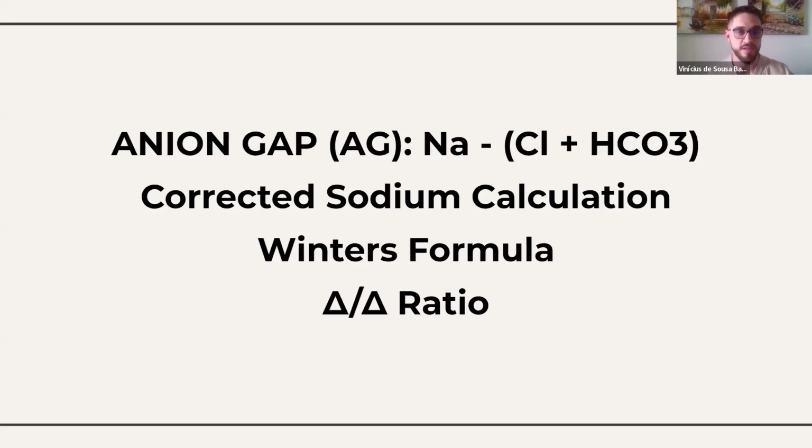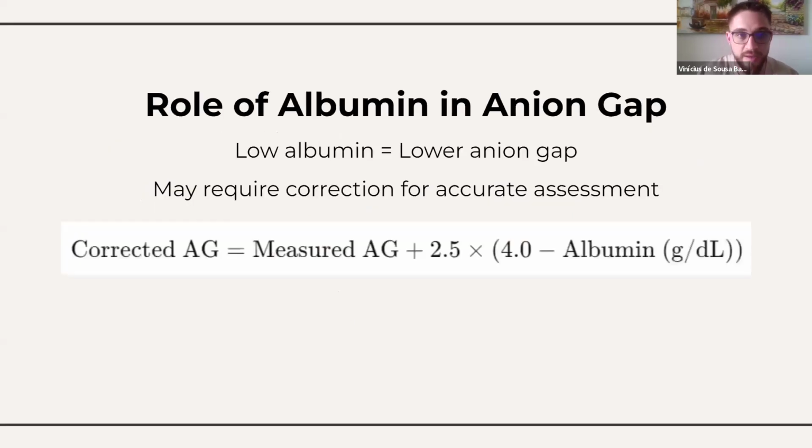You also need to take into account the Winter's formula that will calculate the expected PCO2 correction when you have a metabolic acidosis, and the delta-delta ratio. For the sake of time, I won't explore the delta-delta ratio, but you need to take into account if this is very decreased, at less than 1, and if it is very increased, at more than 2. If it is more than 2, you need to understand that the anion gap is increasing more rapidly than the fall in the bicarbonate, and then you will make the clinical correlations to investigate it.